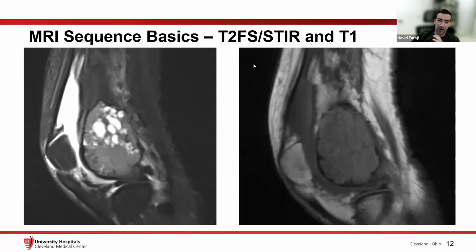In reality, all of our protocols have all of these different sequences in some combination, so we can do all of the things that I just described.